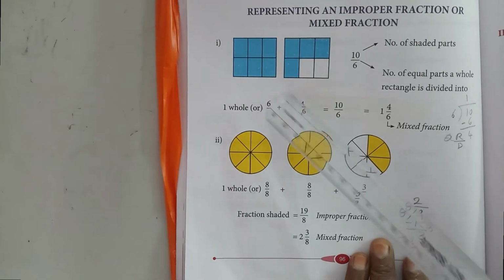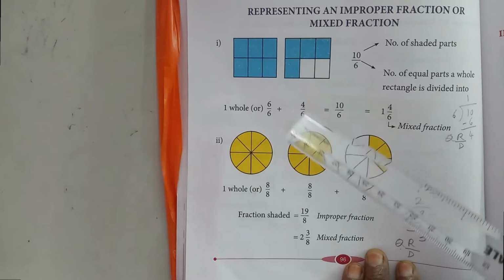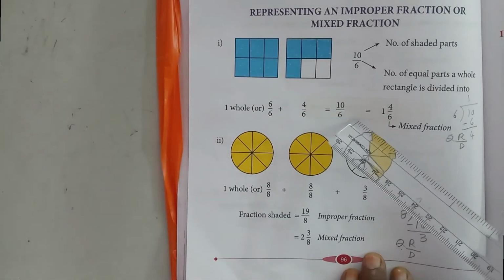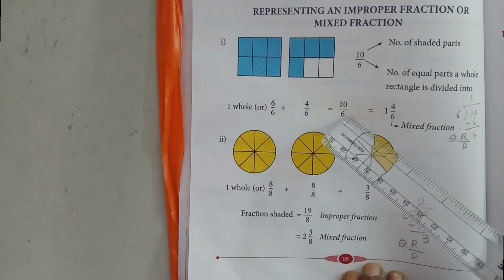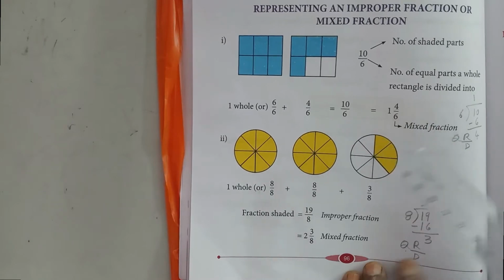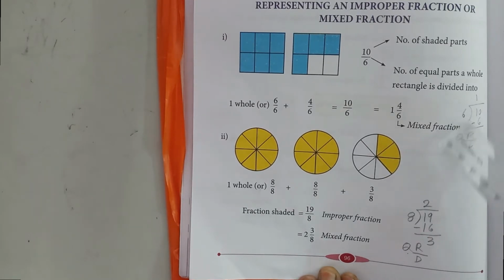So one whole we can write as 6 by 6 plus 4 by 6. That is equal to 6 by 6 plus 4 by 6 is equal to how much? 6 plus 4 is 10. 10 by 6. And if we do it as a mixed fraction, then that means we have to do the division here. That means 10 by 6, if we do, the mixed fraction we will get as 1, 4 by 6. That means QRD. Mixed fraction we will get.